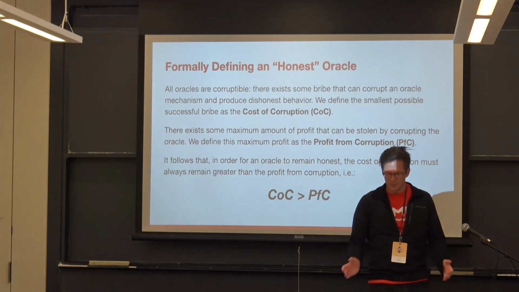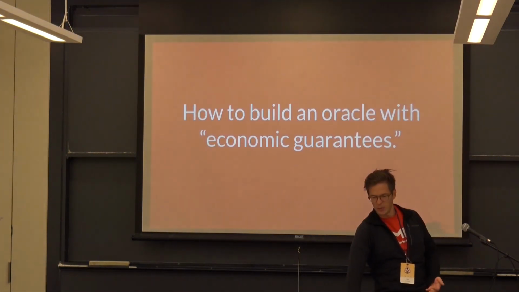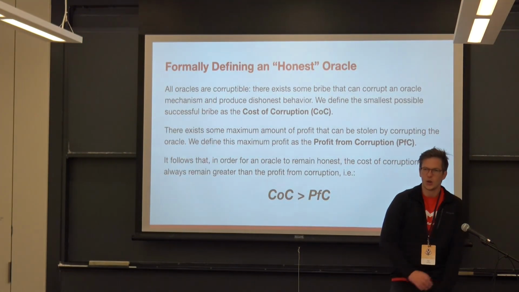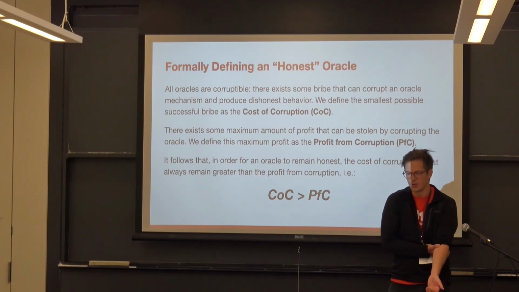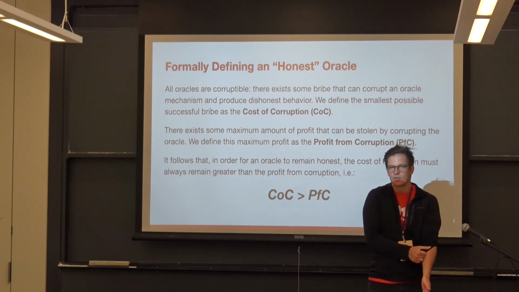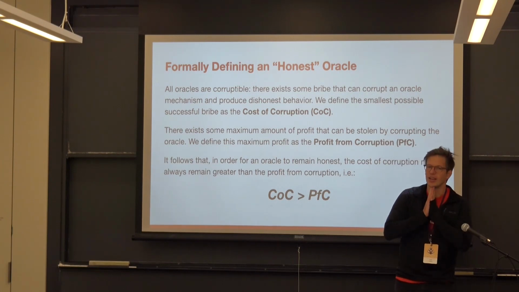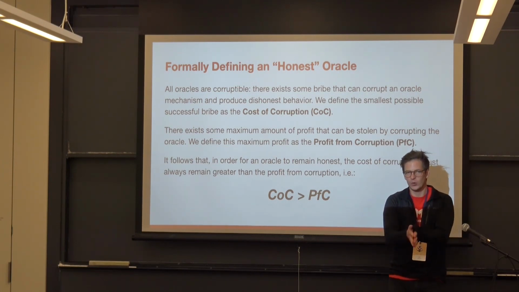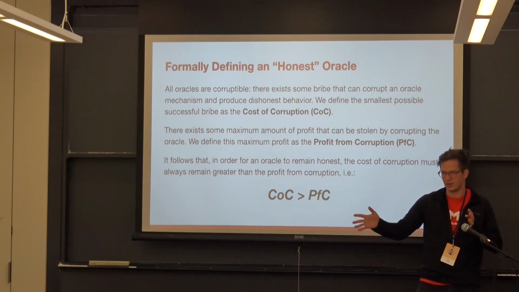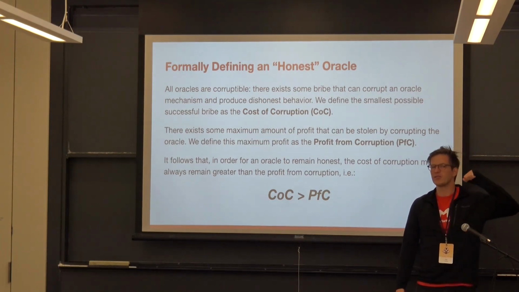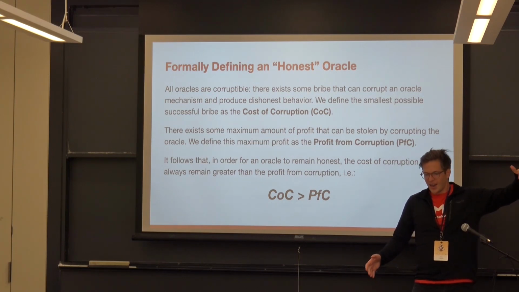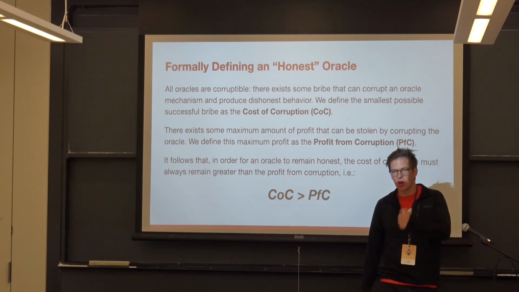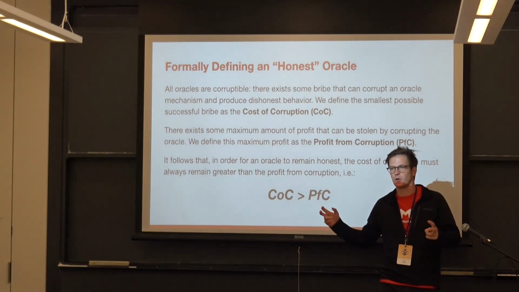So, okay, how do we build an oracle with economic guarantees? We define this concept of an honest oracle, and there are two sub-concepts here. We start with the idea that any oracle on a blockchain is corruptible. Because our only tool is private economic incentives to incentivize behavior, there is always some amount of money that you can pay somebody, on some blockchain system or off-chain price source or whatever, to corrupt it. And so we define the lowest cost at which you can corrupt the system as our cost of corruption.